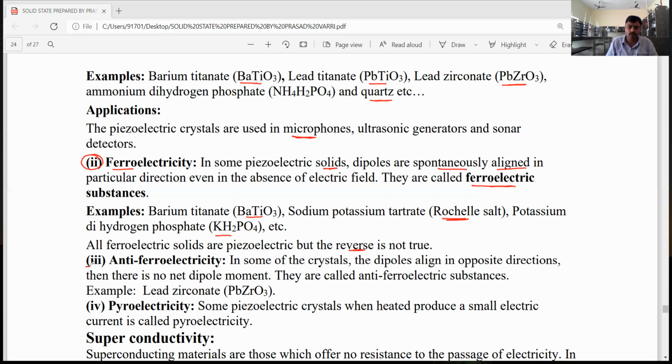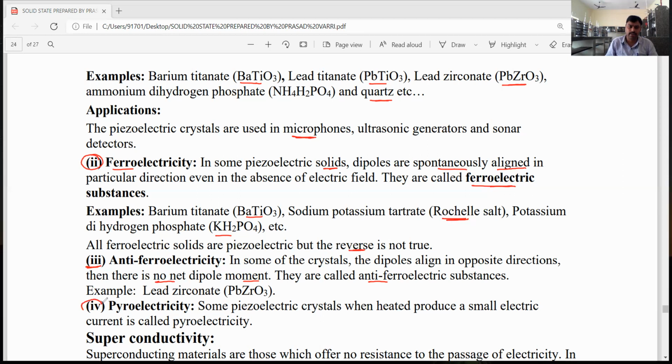Anti-ferroelectricity is when, in some piezoelectric substances, the dipoles are aligned in opposite directions, meaning one dipole is parallel and another is anti-parallel. The net dipole moment is 0. Such substances are called anti-ferroelectric substances. Example: lead zirconate.